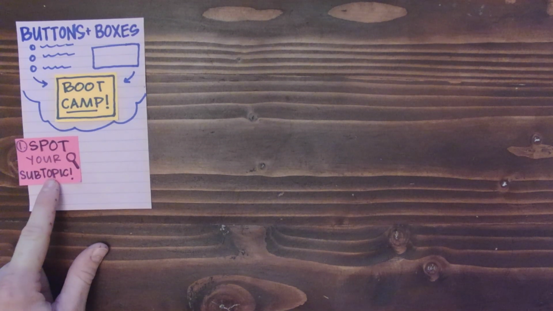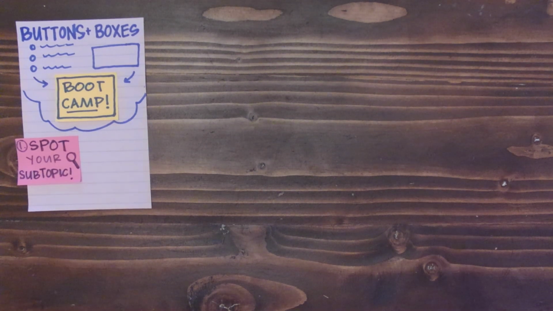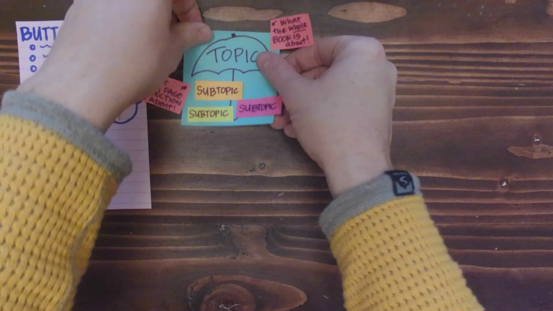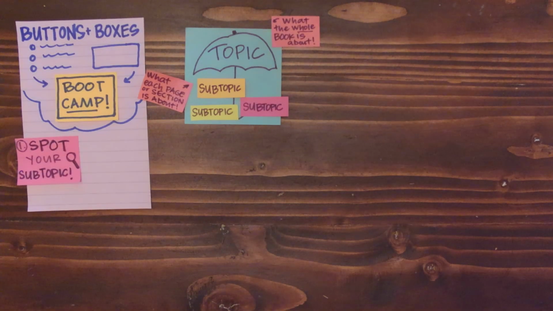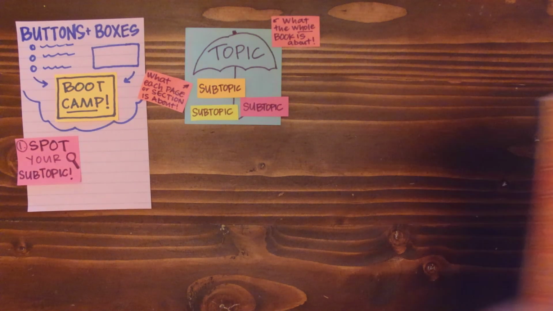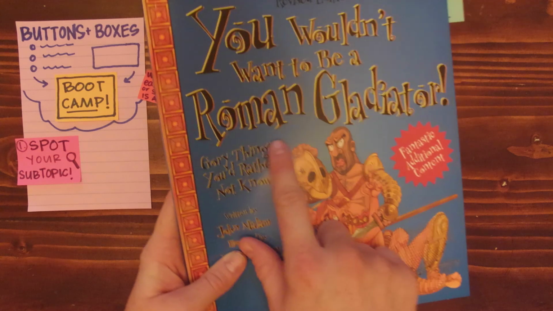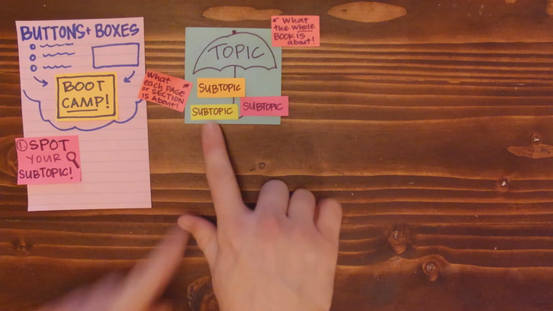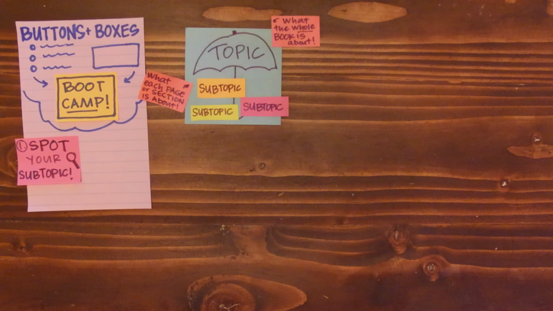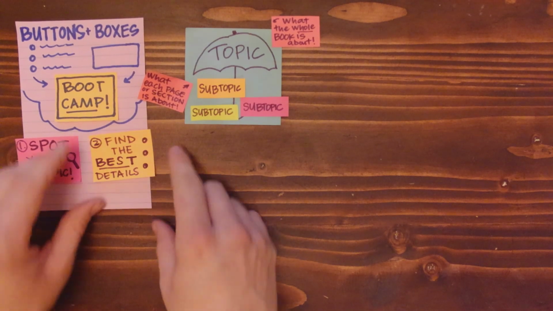Remember that yesterday you took the first step by learning how to spot your subtopic. And just for a quick review, our topic is what the whole book is about. So, my whole book is about being, or not wanting to be, a Roman gladiator. And what each page or section is about is a subtopic. So now that we're familiar with that, we're moving on to step 2, and that's finding the best details.